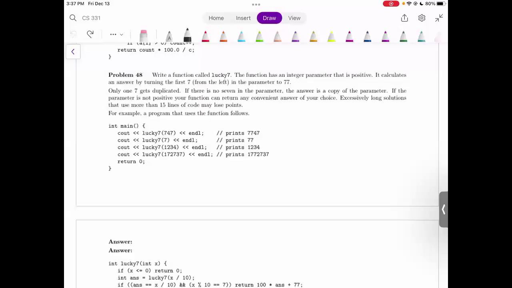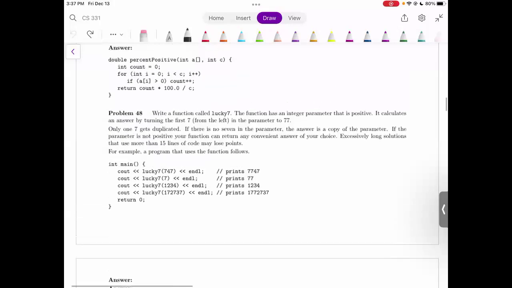Okay. So you have this question. You say, write a function called lucky7. The function has an integer parameter that is positive. It calculates an answer by turning the first 7, and when they say first 7, they mean from the left, to the parameter 77. Okay? And then only one 7 gets duplicated. If there's no 7 in the parameter, the answer is a copy of the parameter. Can we see that in the third one? 1, 2, 3, 4. All right.